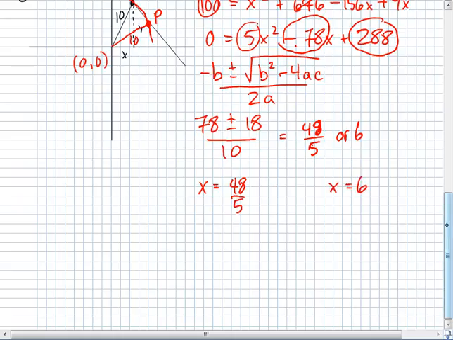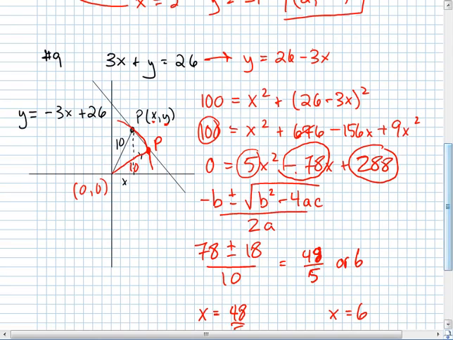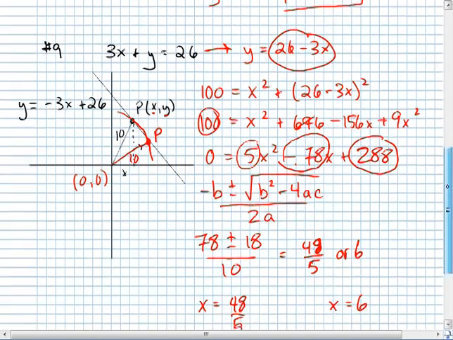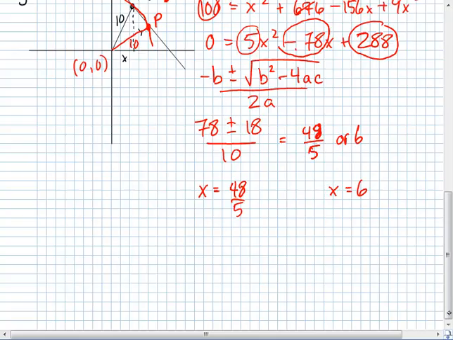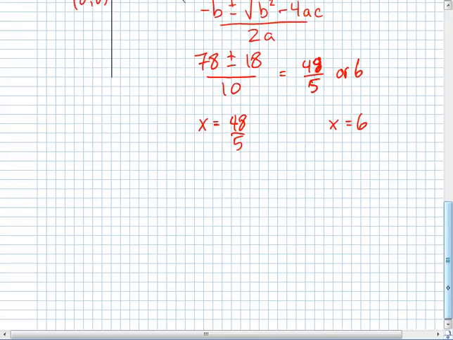Now, how do I find the value for y? Well, I go right here: y is equal to 26 minus 3x. You can just plug those numbers into that equation and get your values for y. And you get negative 2.8, so let's say negative 28 over 10, which is negative 14 over 5. And then y equals 8 here.